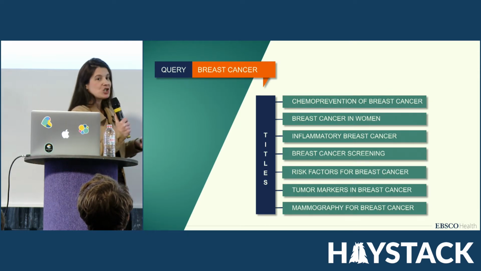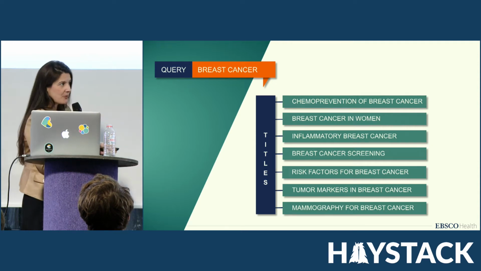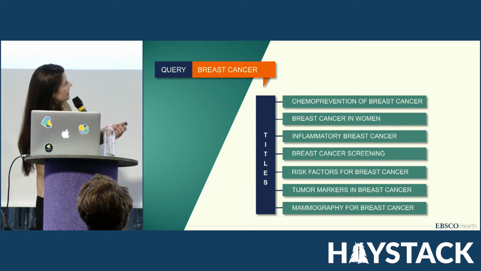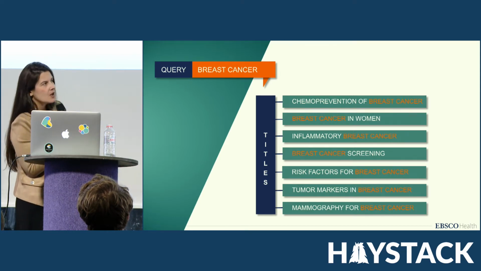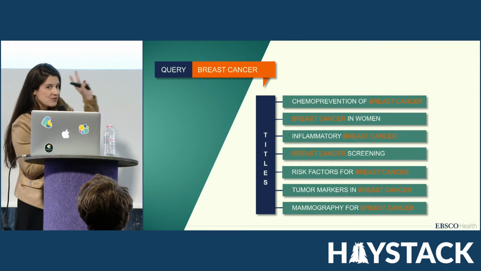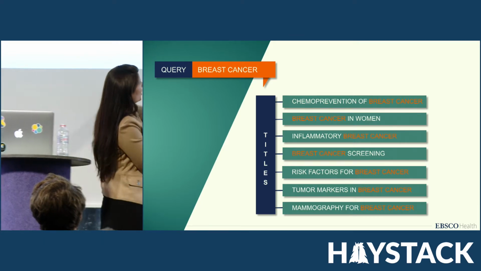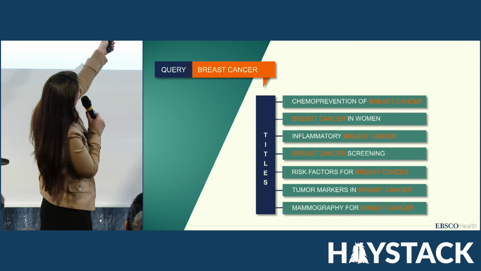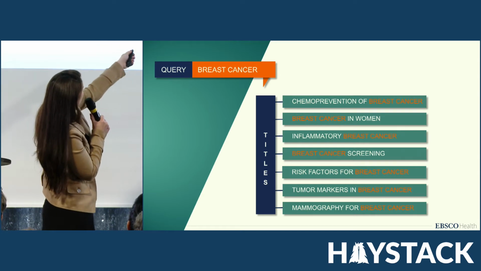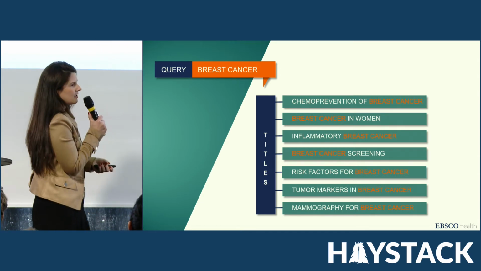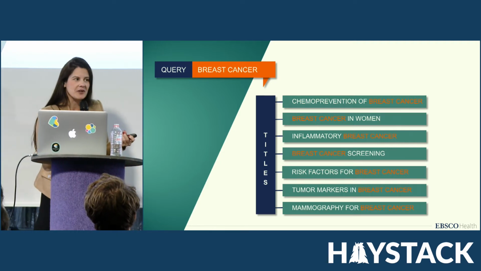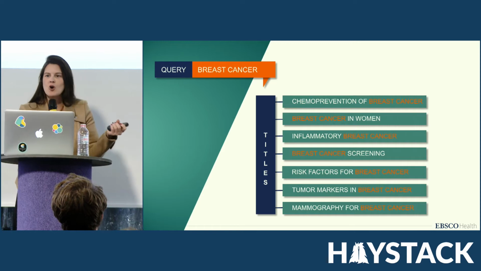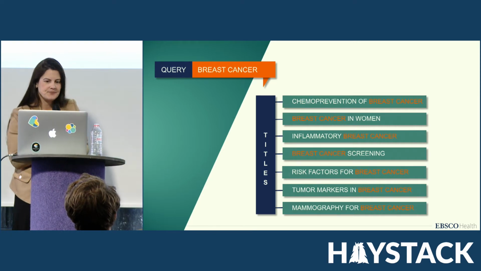We also have very general queries. So here's an example of a query for breast cancer. And here are some common titles that you'll see in our index that mention breast cancer. What you see here is that we have two concepts at play. We have breast cancer, chemo prevention, breast cancer, women, inflammatory breast cancer. So really, these are all excellent hits for the particular query. Who is to say that one is more relevant than the other?